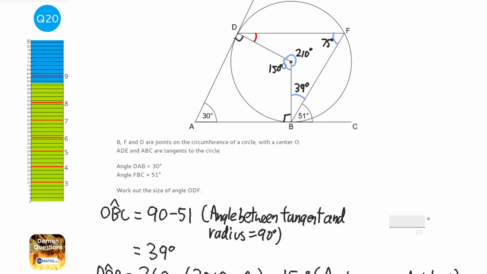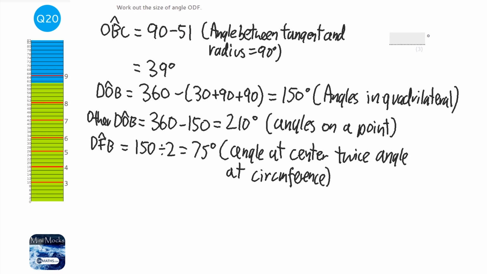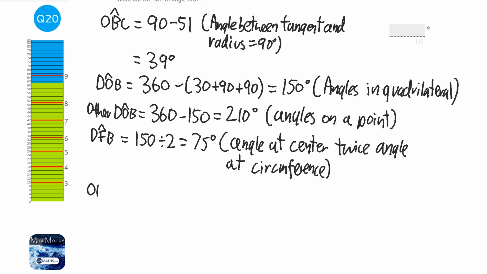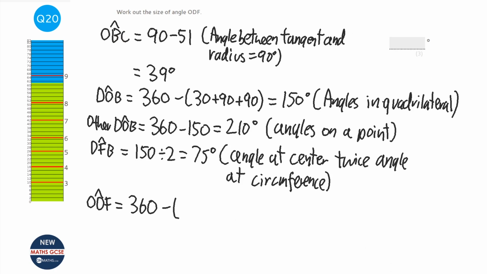And if you look, we've got the arrowhead BFDO, which is a quadrilateral, and we've got three of the angles. So we can work out ODF. I'm going to have to scroll up because my memory is not that good. So we're going to take them all away from 360. And what is it? 210, 75 and 39.